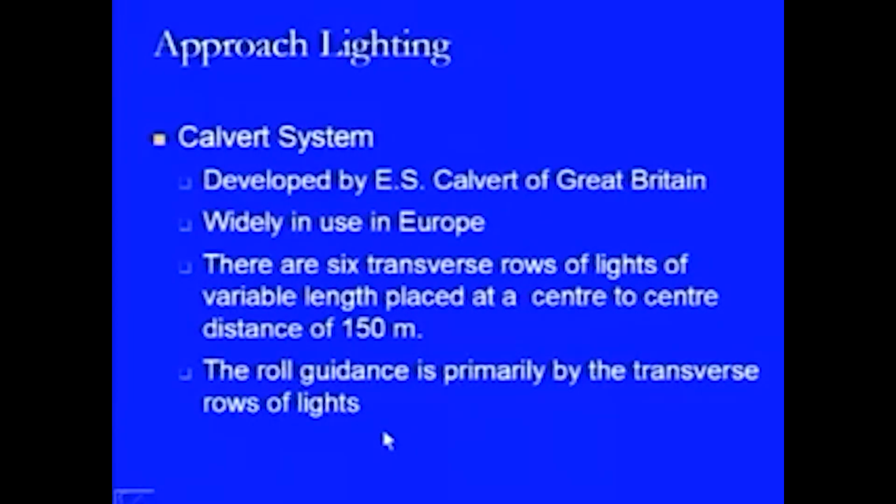The roll guidance is primarily by the transverse rows of lights. So, by the height of those transverse rows of lights, the pilot understands in which direction the aircraft is to be rolled, and that is how they attain the different heights. This is the way this is provided.